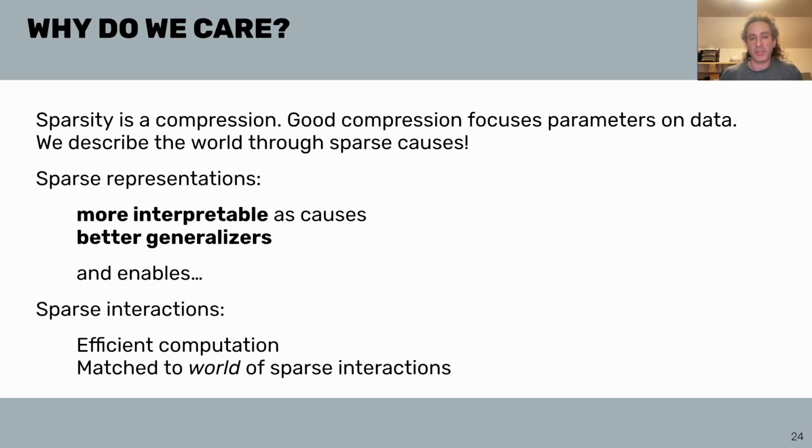And having those sparse representations, even if they're not perfectly one-to-one with the causes in the world, can enable sparse interactions between those represented causes. This is a theory about how the brain is working and how machines aspire to work. And those sparse interactions can enable efficient computation, just because you're not propagating information in as many wires between things. But it's also likely to be useful just from a performance perspective because it's matched to the world, which is composed of these sparse interactions. Not everything is interacting with everything else.